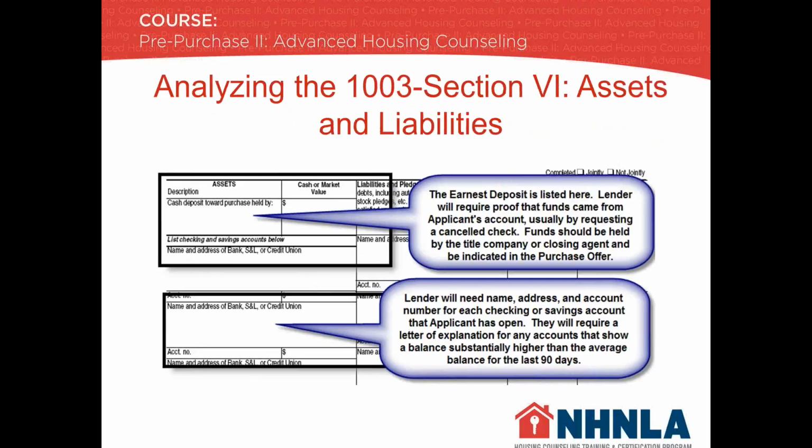Section 6 has to do with assets and liabilities. Specifically, this is where you're going to list, okay, here's my earnest deposit, and where did that money come from? So generally, the lender is going to want to see the canceled check. That's typically how the earnest money is paid.